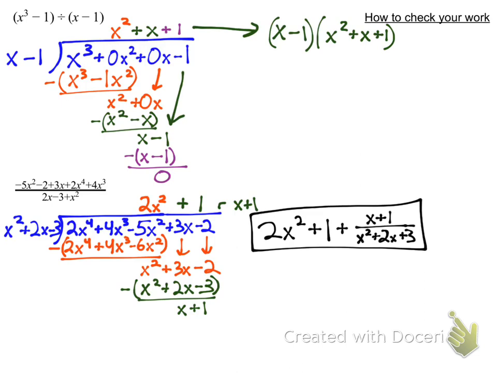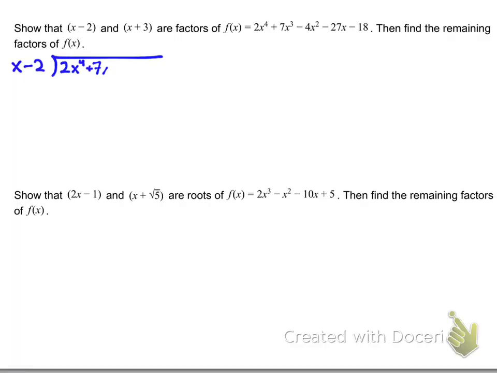All right, let's hop on down to the bottom here. What I'm going to do is I want to show that these are factors. We do that by dividing them and showing that the remainder is 0.